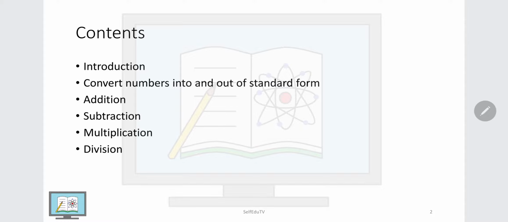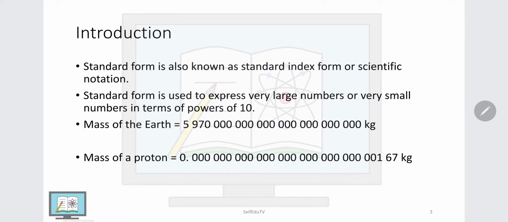This video covers an introduction to standard form, how to convert numbers into and out of standard form, and how to perform addition, subtraction, multiplication and division involving numbers in standard form. So basically, standard form is also known as standard index form or scientific notation, because this form is commonly used in science.